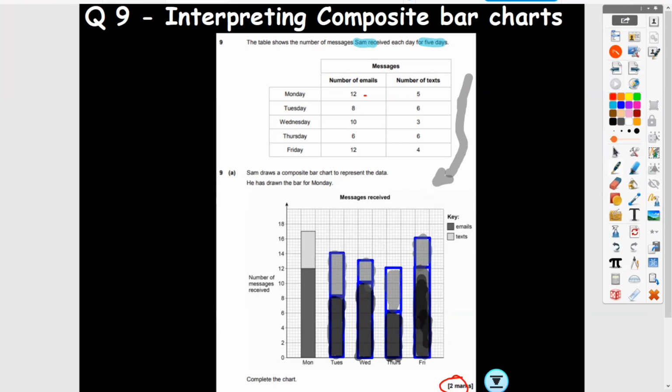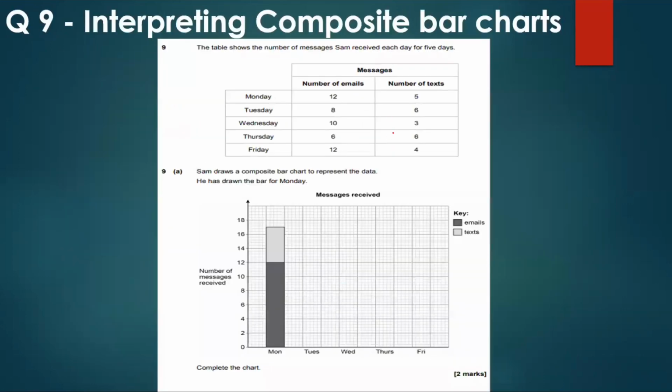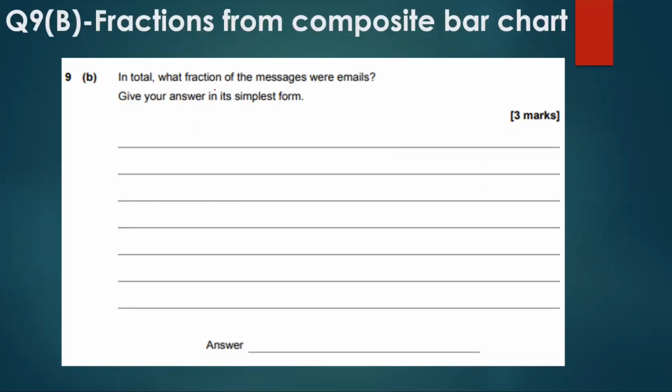Right, I'm going to go back to the other questions now. So question number 9B says, in total, what fraction of the messages were emails? Give your answer in its simplest form. First of all, I need to look at a total fraction. The fraction of messages that were emails is going to be the emails over the total number of emails and texts put together. So I'm going to first work out emails and texts.